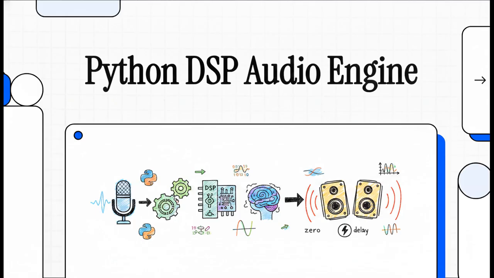Today, we're going totally under the hood. We're going to decode an AI-generated Python script that was built specifically for real-time audio routing and digital signal processing. It is honestly fascinating how just a few lines of code can instantly turn your computer into a live audio effects processor, taking in microphone input, mathematically altering it on the fly, and blasting it out of your speakers with literally zero noticeable delay. Okay, let's dive into this.